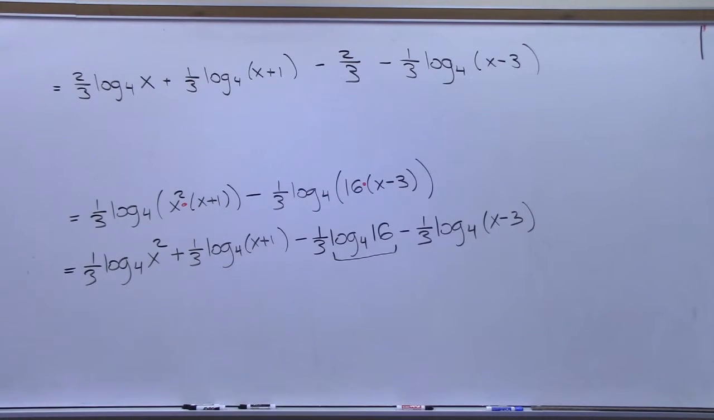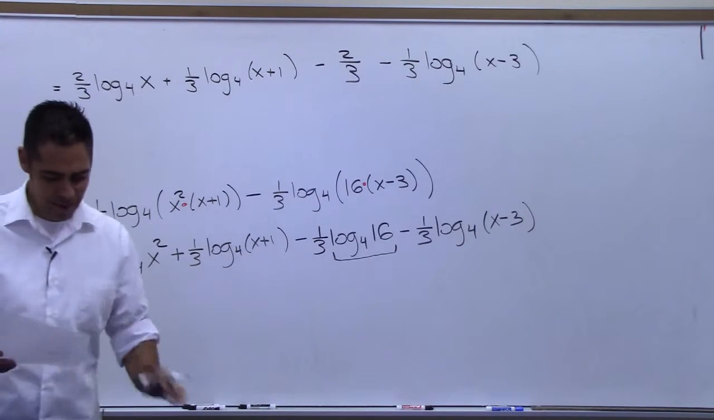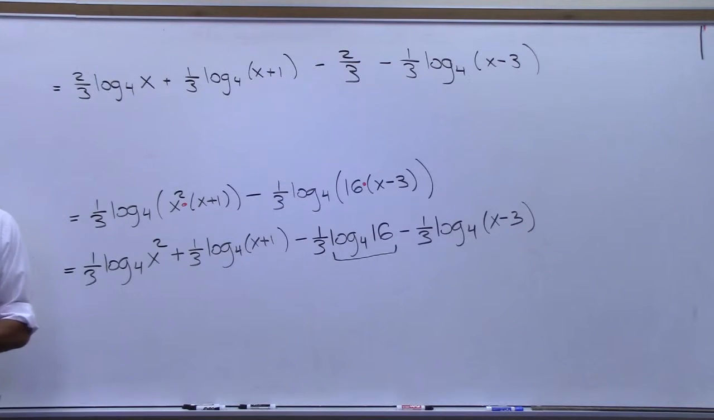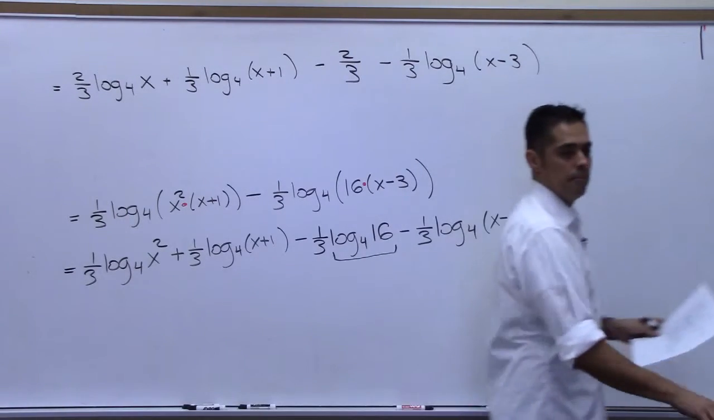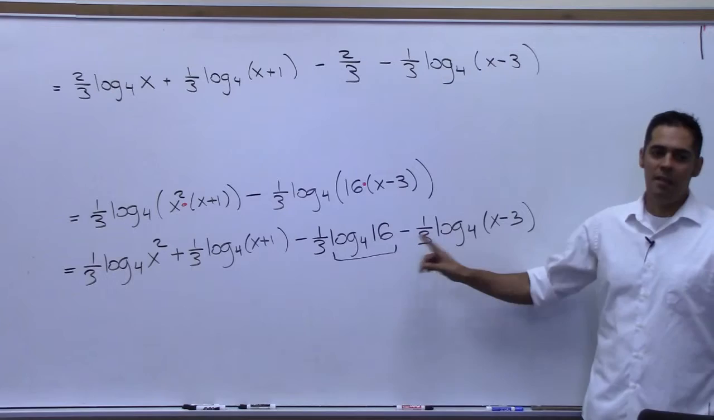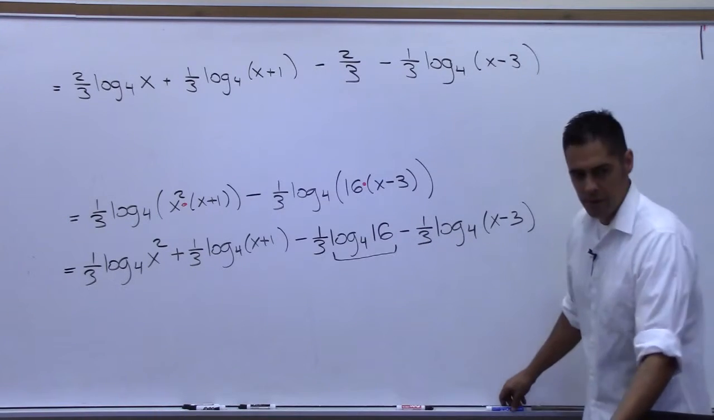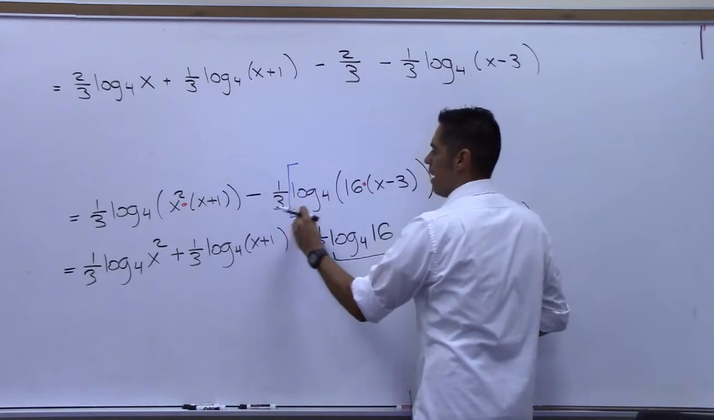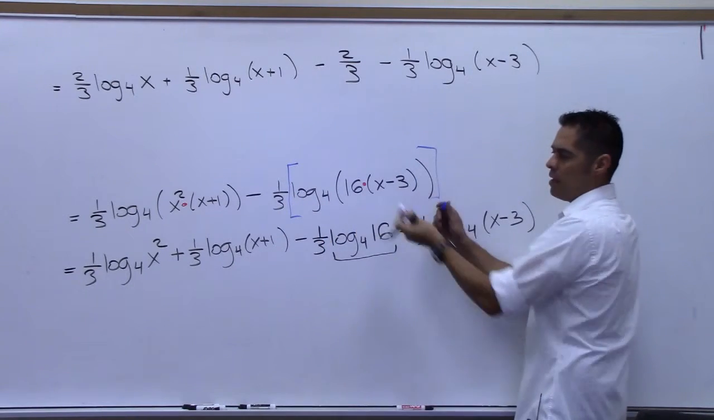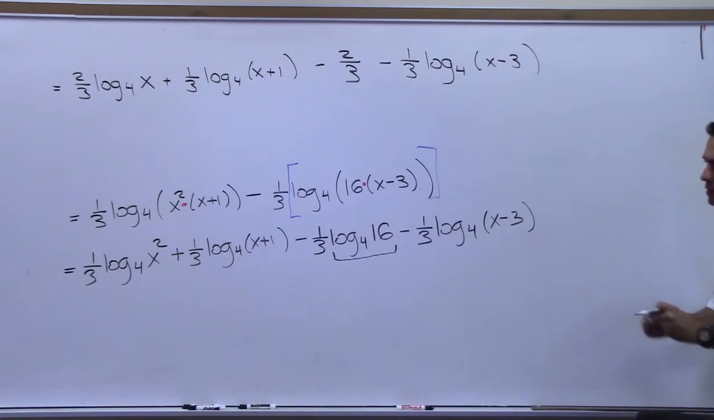Do you want to see one of those? No? You're okay? All right. As long as you can do one, you can do the other. See, this would be hard to condense back. There's a bracket here. That becomes 2 logs, and then the negative 1/3 goes through both.